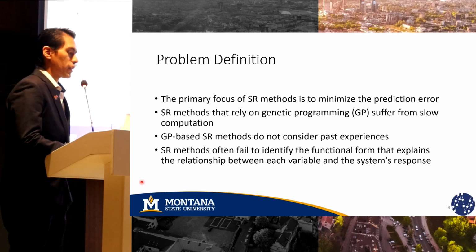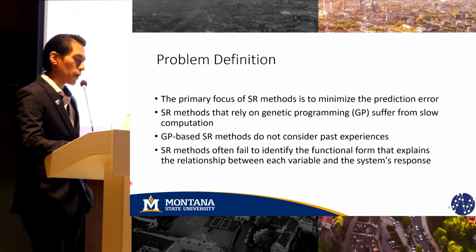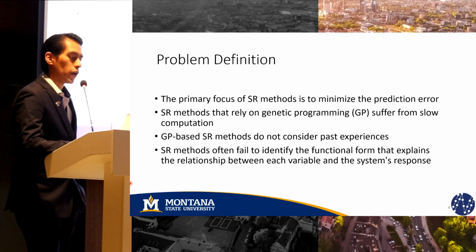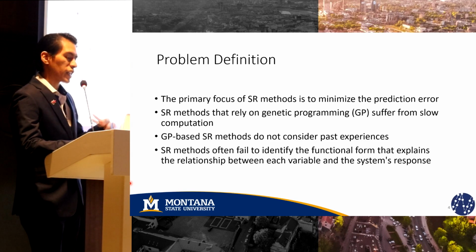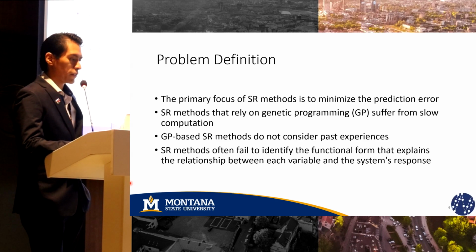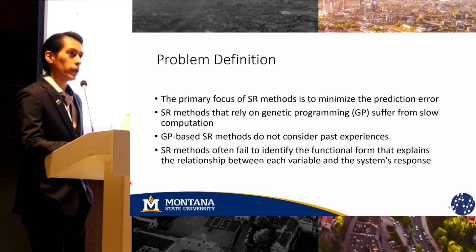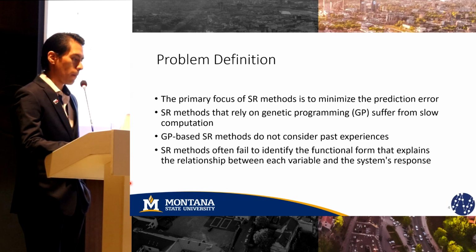So there are many problems associated with current symbolic regression methods. One of them is that the primary focus lies on the minimization of the prediction error caused by the generated expressions, instead of focusing on the identification of the functional form that is most suitable for your data. Also, there are many methods that rely mainly on genetic programming, and as a consequence they suffer from slow computation because the search space is huge.